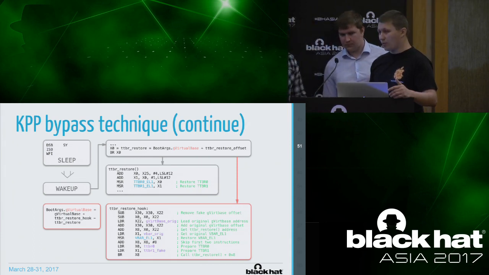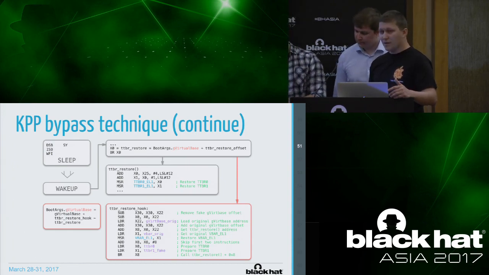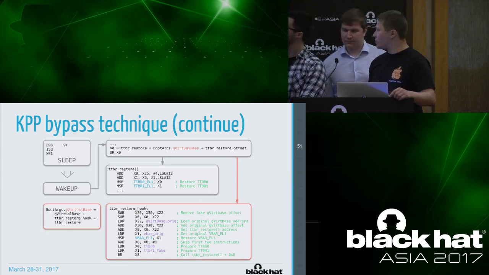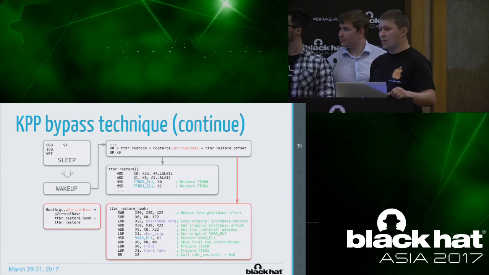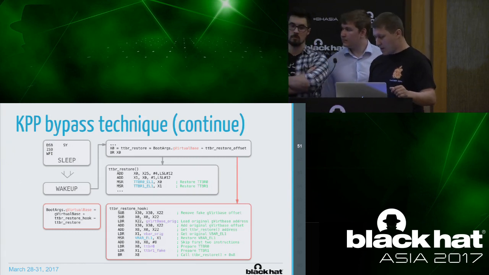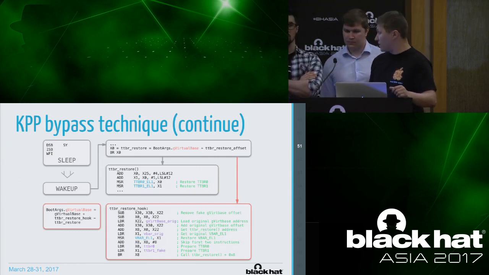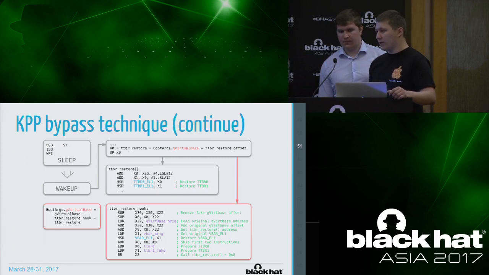In this TTBR restore hook function, which is obviously shellcode, we restore the virtual base, then we restore the BBAR register, then we set our fake TTBR registers, and then call the original TTBR restore, skipping just the first two instructions. Now KPP is finally bypassed. Unfortunately, this trick was closed in iOS 10.2, but there's another one where you can hook the deep sleep and idle sleep handlers as well. But it's a lot more involved, unfortunately.